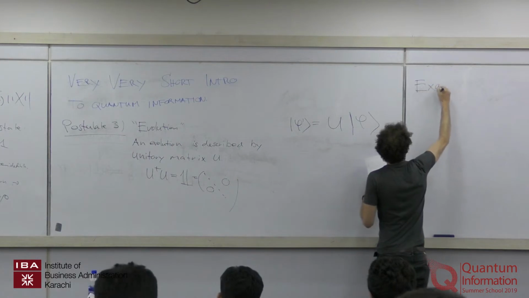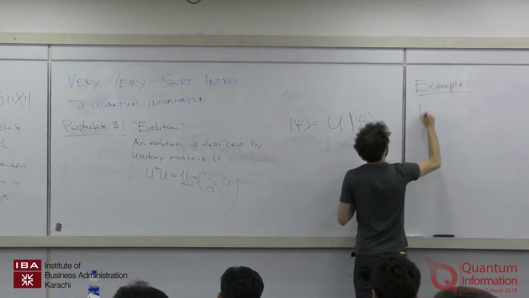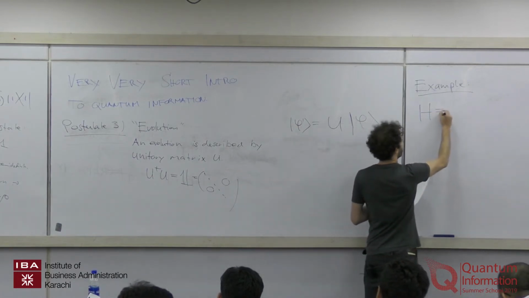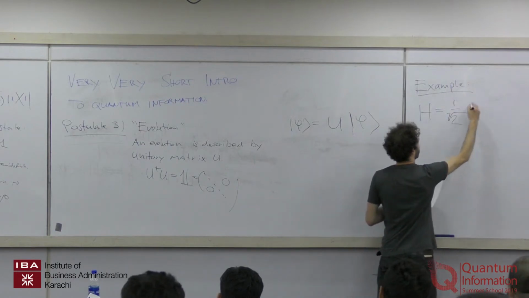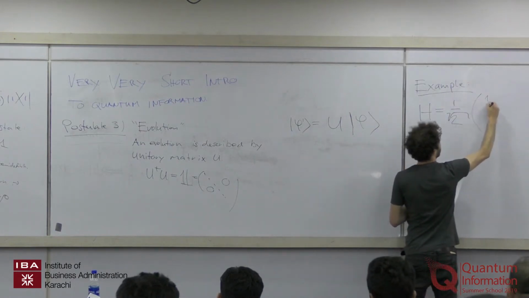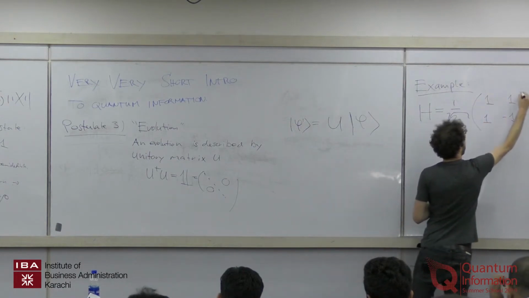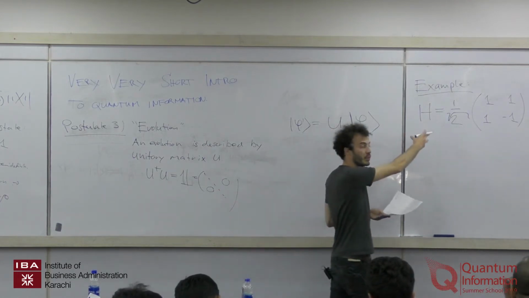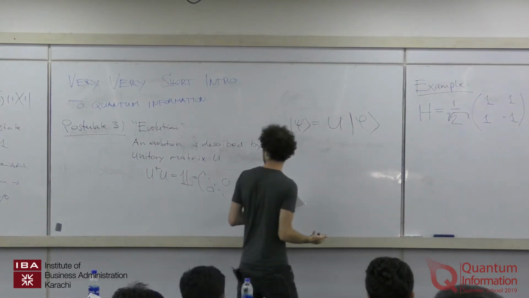An example of a unitary is the Hadamard gate. I call it H, which is defined as the following. It's 1 over square root 2, and then we have this matrix 1, 1, 1, minus 1. Okay. So this is a unitary that acts on a quantum state of dimension 2.